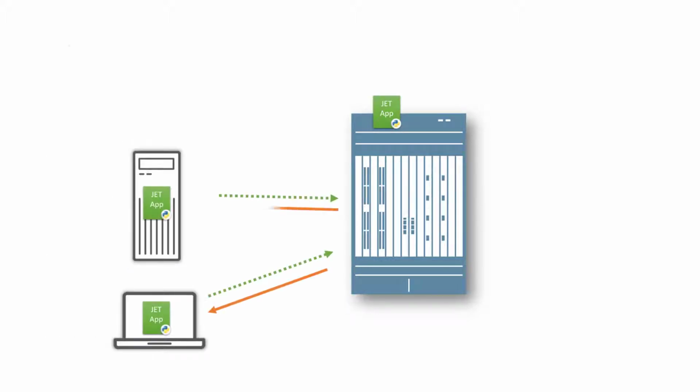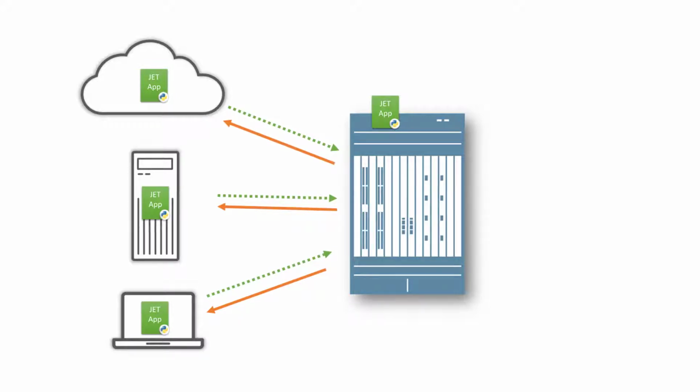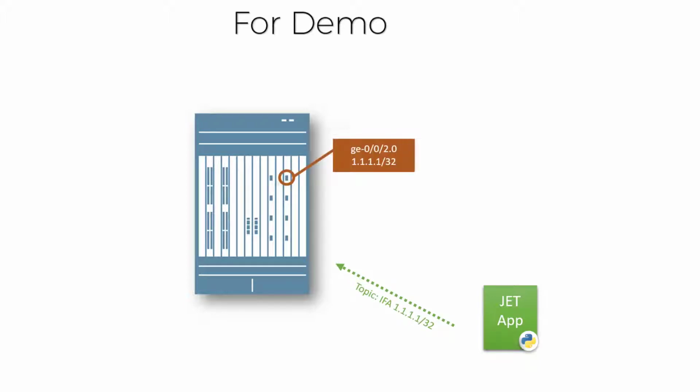Once you write a JET app, you can run it on box, that is on the Juniper device, or off box, on your laptop or some server or in the management cloud. For this demo, we will subscribe to a topic that will send us notifications whenever a logical interface with an IP address 1.1.1.1 is created. We will generate this event by configuring a logical interface with this IP address.